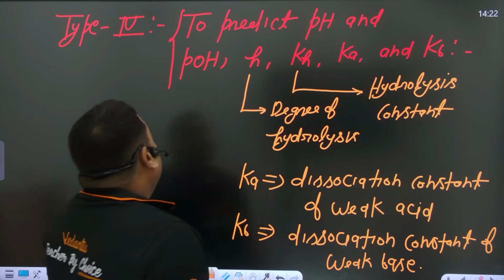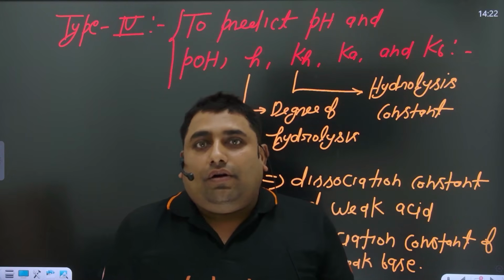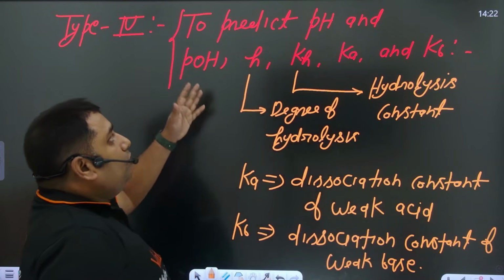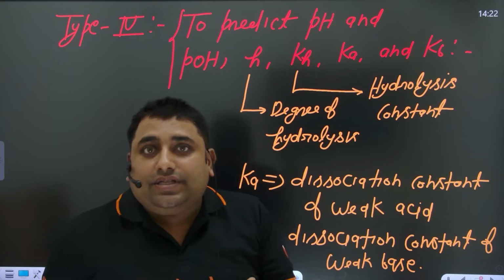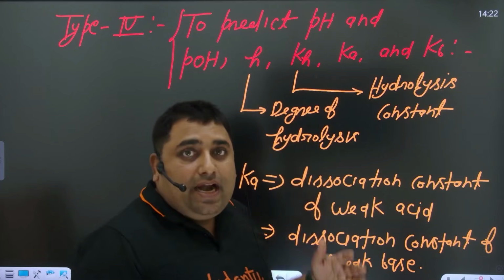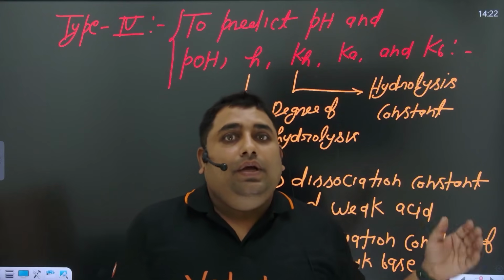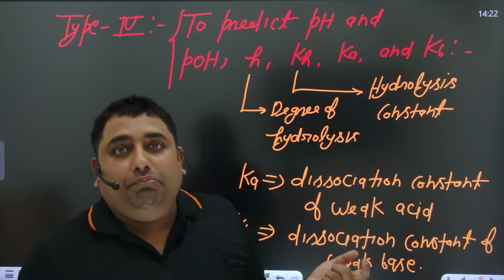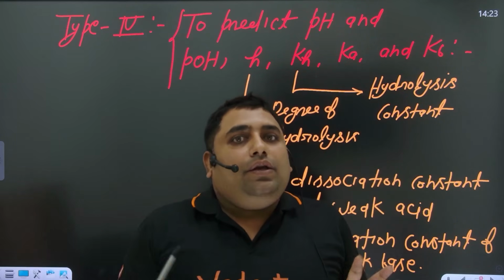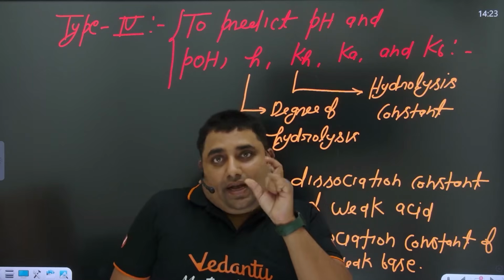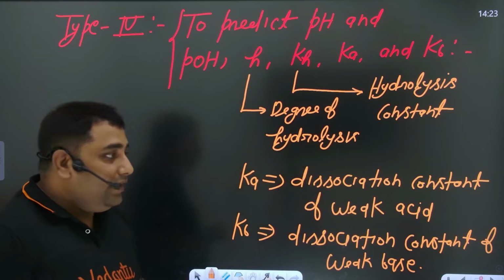Right beta? So in type 4, which are based on the concept of hydrolysis, they can ask to calculate pH and pOH. Sometimes they can ask what is the degree of hydrolysis of the given salt. Sometimes they ask what is the hydrolysis constant of the given salt. Sometimes they ask what is the Ka and Kb value of that weak acid and weak base, right? Then how to calculate these values? So now I am going to give a particular approach with proper explanation how to solve these values, right? Let us see.